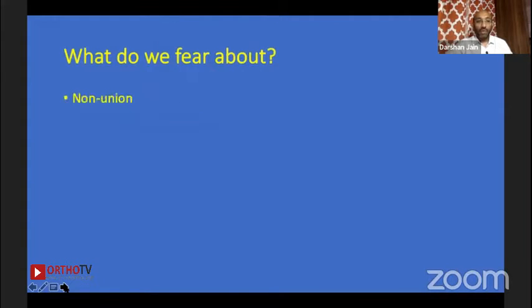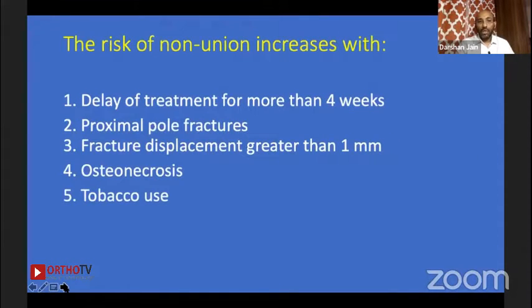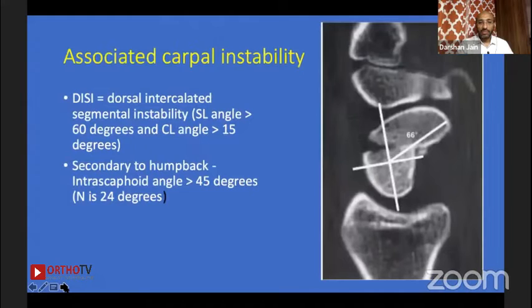What do we fear about? Again, that is non-union. What is the percentage? Non-union occurs in almost 10% to 15% of all scaphoid fractures. Why is the risk of non-union so high, and what increases the risk? Delay of treatment for more than 4 weeks, proximal pole fractures, fracture displacement greater than 1 millimeter, osteonecrosis and tobacco use. All these predispose to an increased risk of non-union.